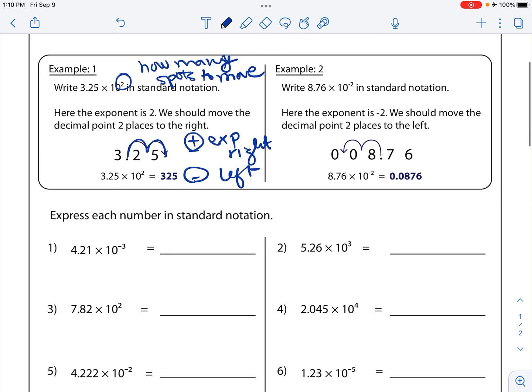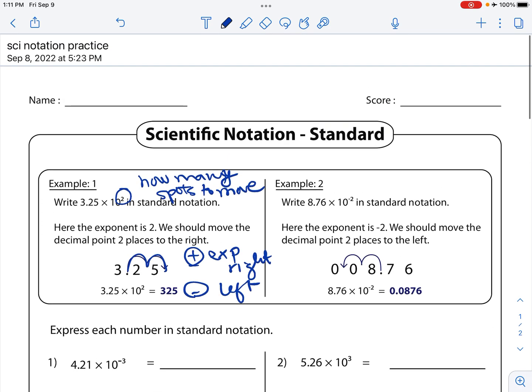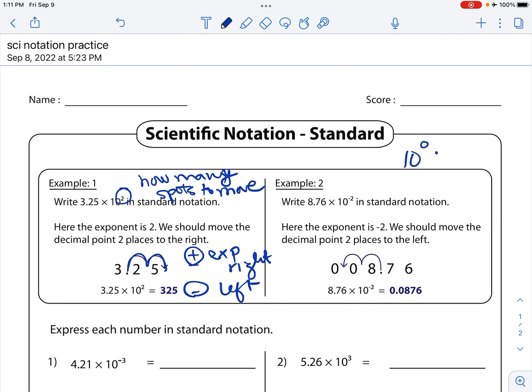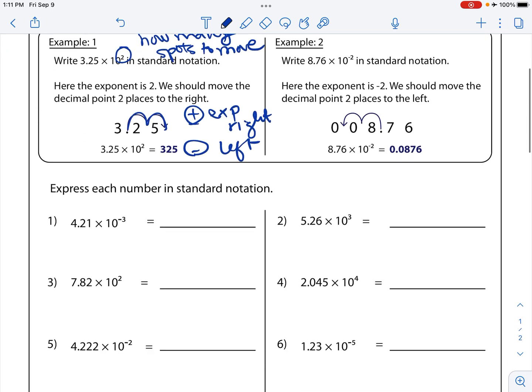All right? And remember, if we ever had an exponent 10 to the 0, that means you don't move your decimal place at all. 10 to the 0 is equal to 1, so you would just have the number as is. Also, remember in scientific notation, whatever number you have in the front has to be between 1 and almost 10. So like 1 and 9.9999. You cannot have 2 digits.